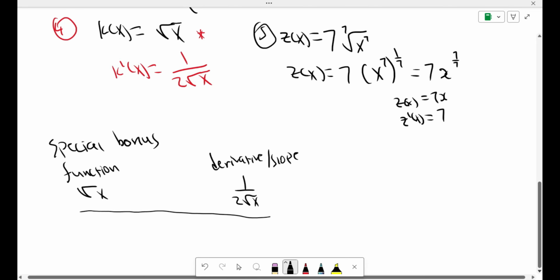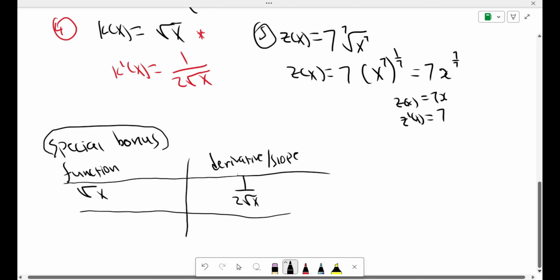Let me just try and create a linear table here. Yes, this is my table function, the special bonus for the video. If our function is square root of x, so my handwriting is bad, guys. I'm still adjusting to the drawing board. The function is the square root of x, and the derivative is 1 over twice the square root of x. So if we have the derivative of x, it will be 1.